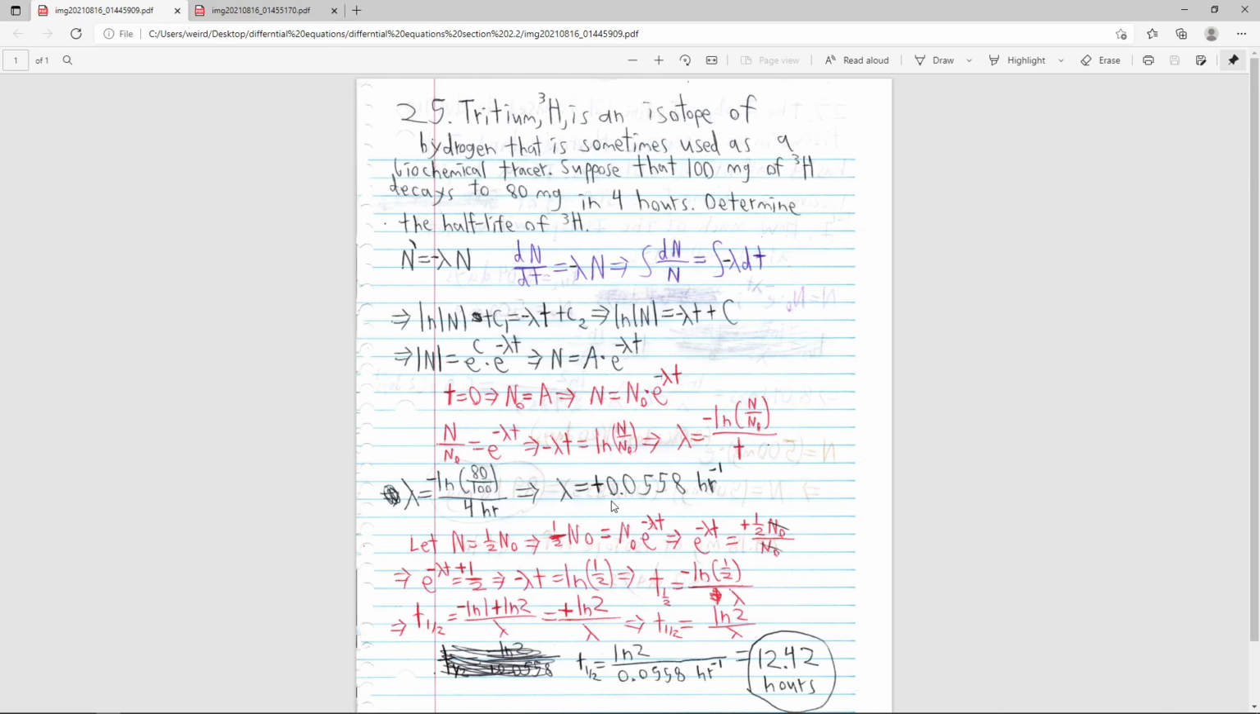So lambda equals positive. That's why I put a plus there. Positive 0.0558 hour to the negative 1 power. It's like per hour. That much decay in an hour. Or something to that effect.